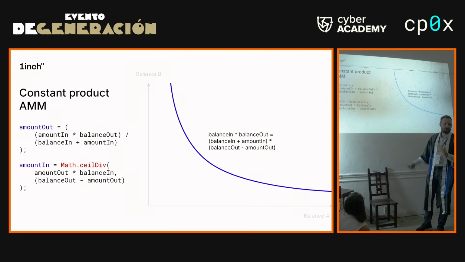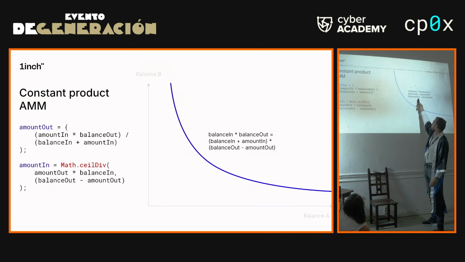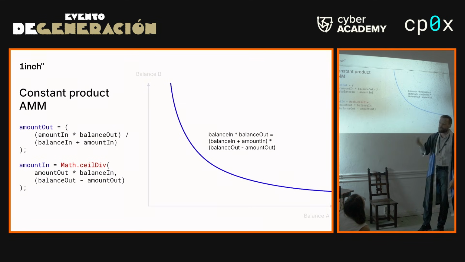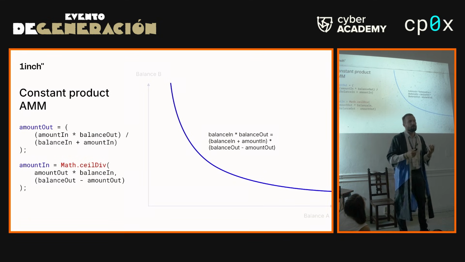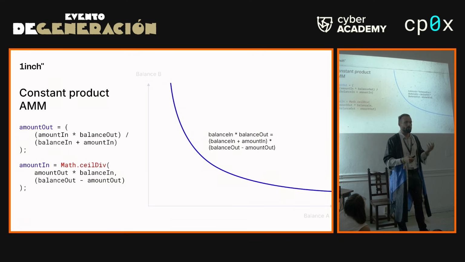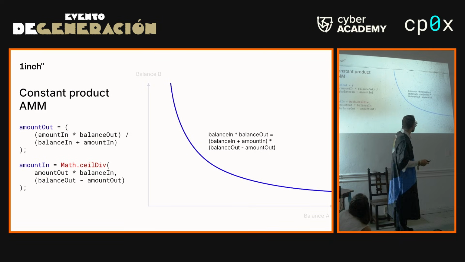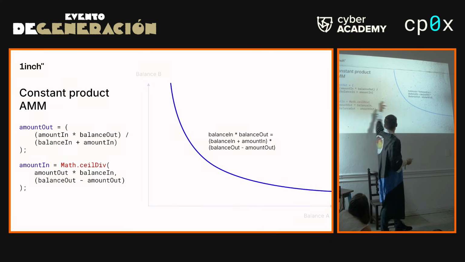So there were old balances, balance in and balance out. You can see it here. And there will be new balances: balance in plus amount in, and balance out minus amount out. So the formula is simple: the product of balances before the swap should be equal to the product of the balances after the swap. And we can just express amount in and amount out from this expression.